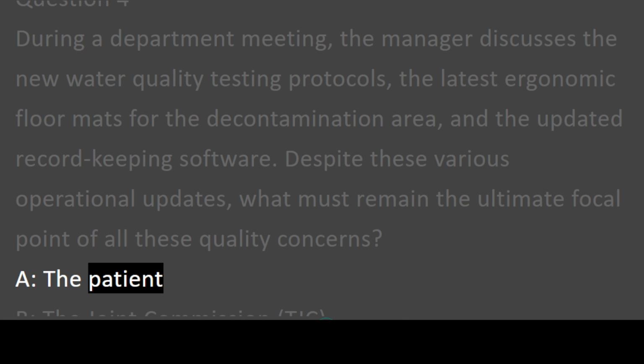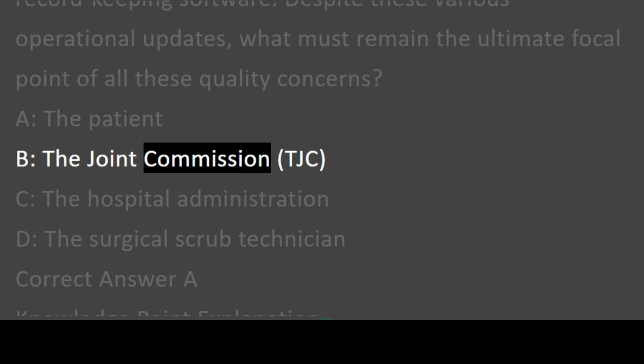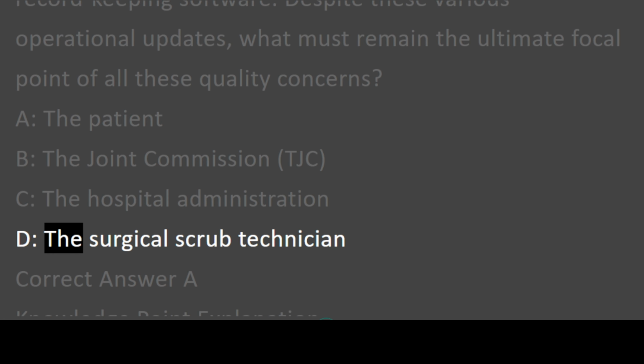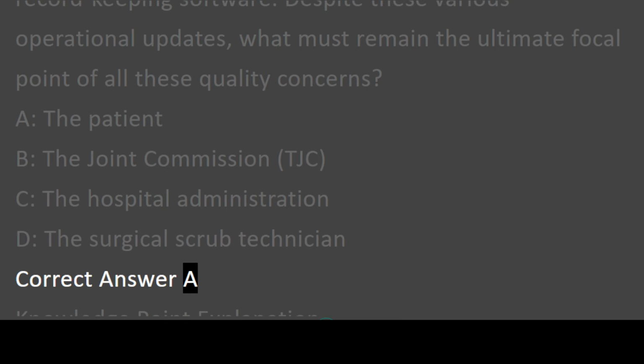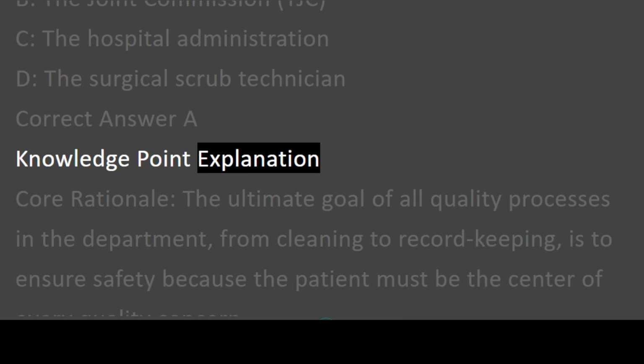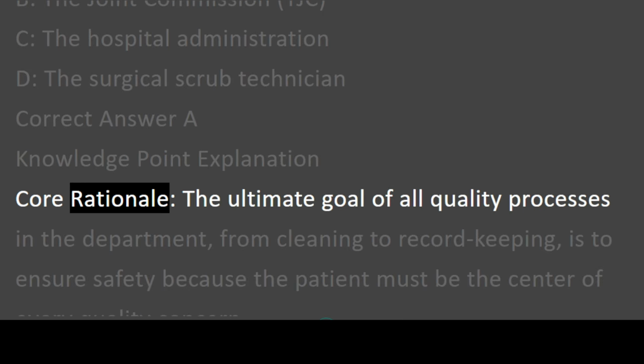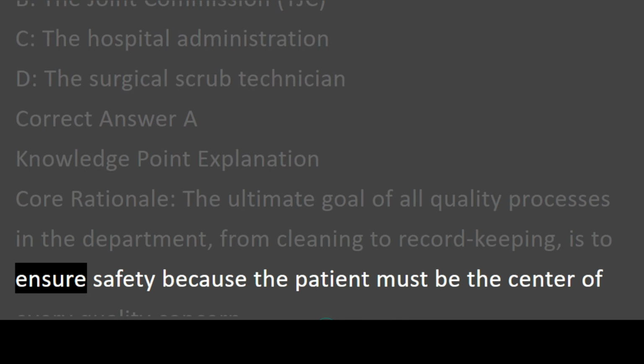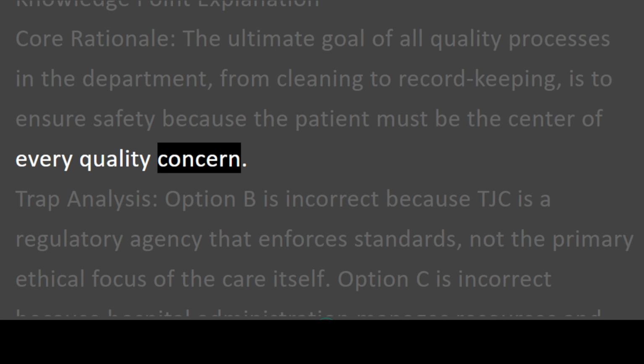A. The patient. B. The Joint Commission, TJC. C. The hospital administration. D. The surgical scrub technician. Correct answer A. Knowledge point explanation. Core rationale: the ultimate goal of all quality processes in the department, from cleaning to record keeping, is to ensure safety because the patient must be the center of every quality concern.